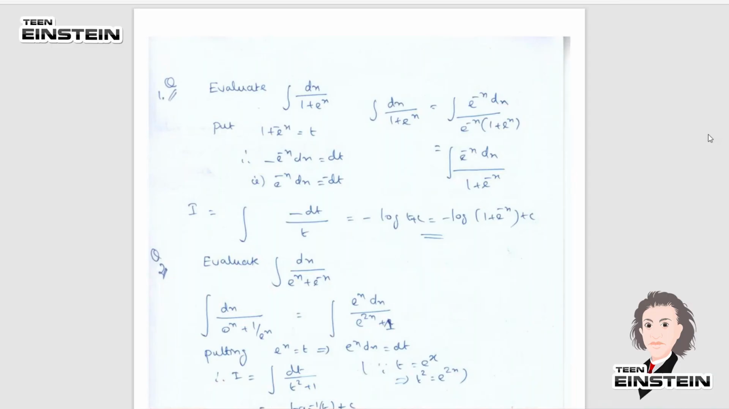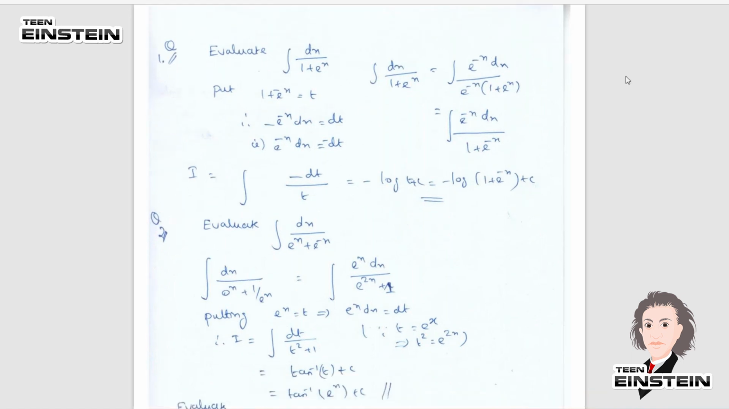I quickly recall what we have learned in the previous class. As I told you, substitution method is one of the methods used to evaluate the given indefinite integrals. Also, we have seen that some of the integrals can be computed using direct substitutions, and we have discussed a few problems based on that. Okay, now I continue that.